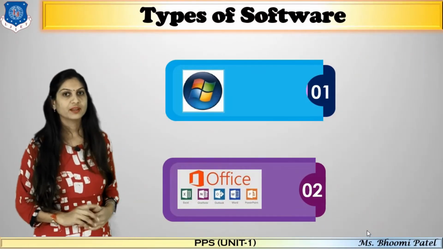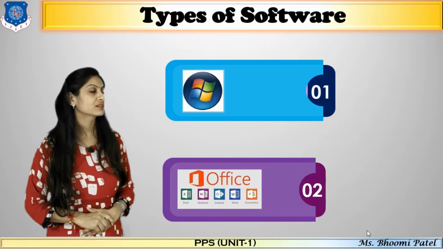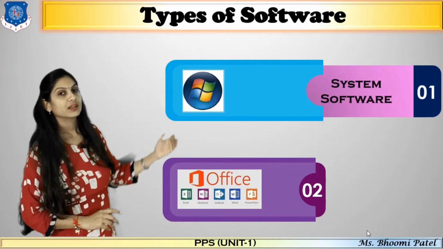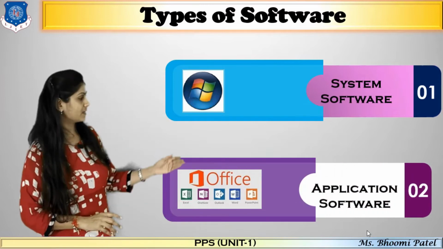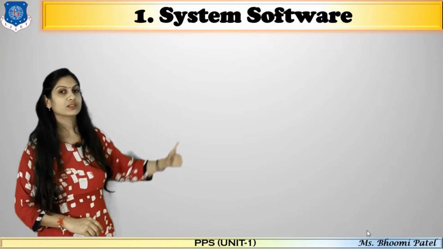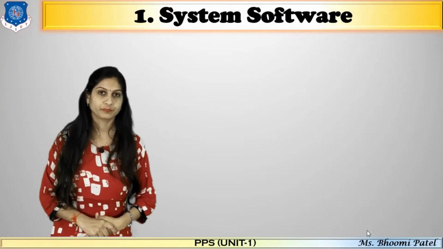What is software? It is a set of instructions. There are two different types of software here. First is system software and second is application software. Start with the very first, what is system software?